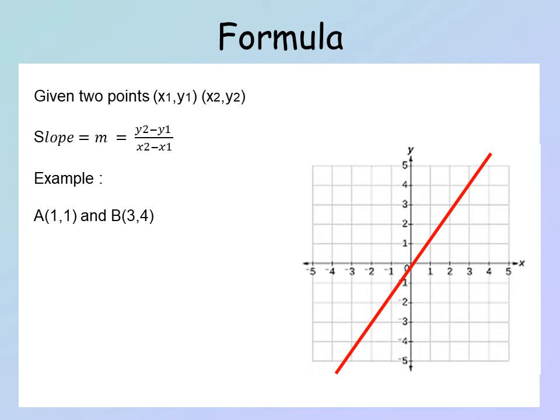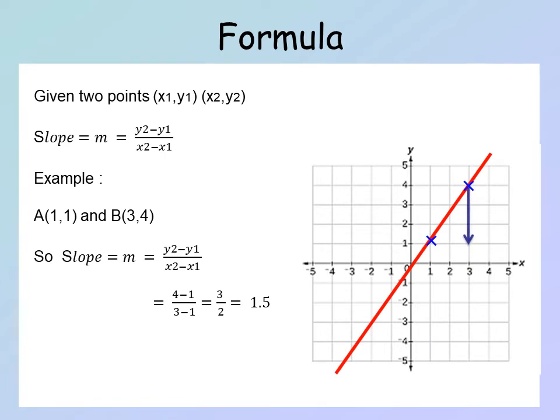Now we will use the third way, which is using the formula. Given 2 points (x1, y1) and (x2, y2), the formula is y2 minus y1 over x2 minus x1. Example, if we have 2 points, A = (1, 1) and B = (3, 4), we substitute in the formula. y2 is 4 minus 1, divided by x2, 3 minus 1. So the answer will be 3 over 2, which is 1.5.